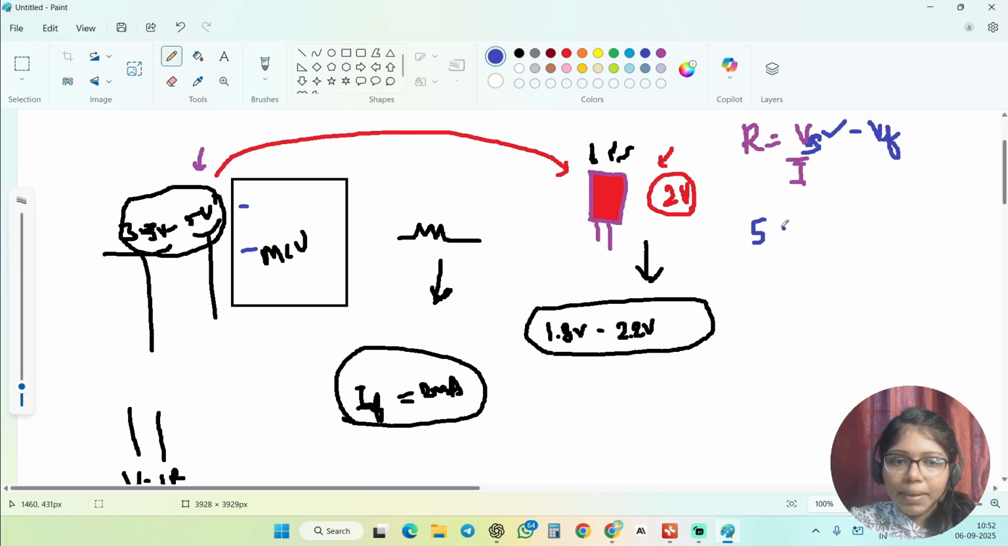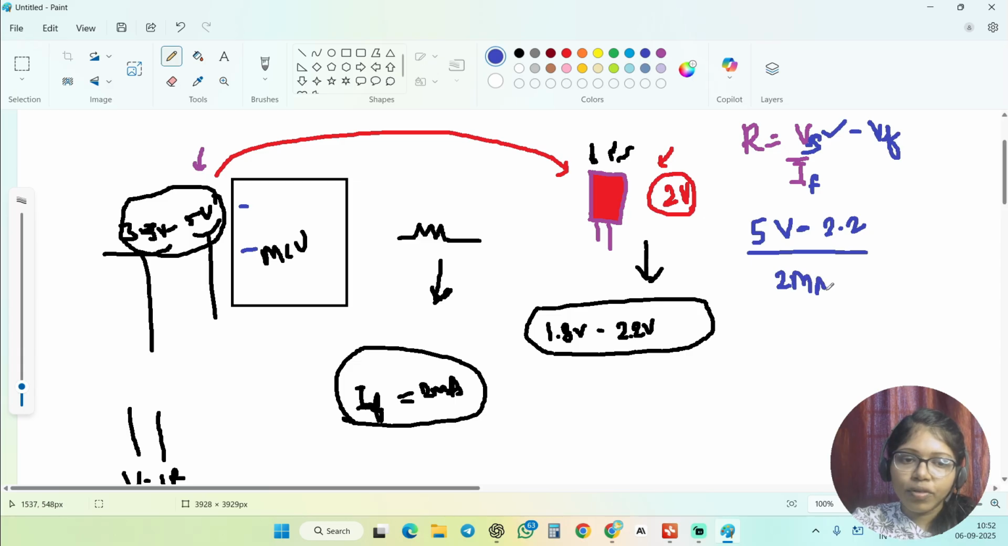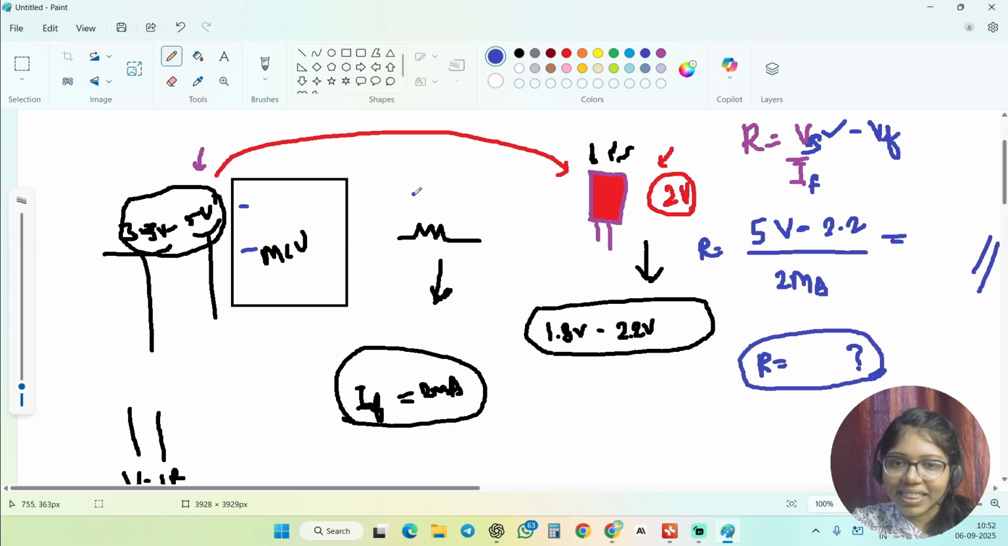So simply take 5 volt minus 2.2. After you do this operation, divide it by the current, that means the forward current, which is 2 milliamp, that is 0.002 amp. When you do this operation, you can easily find the resistance value. That resistance value you are going to apply here.